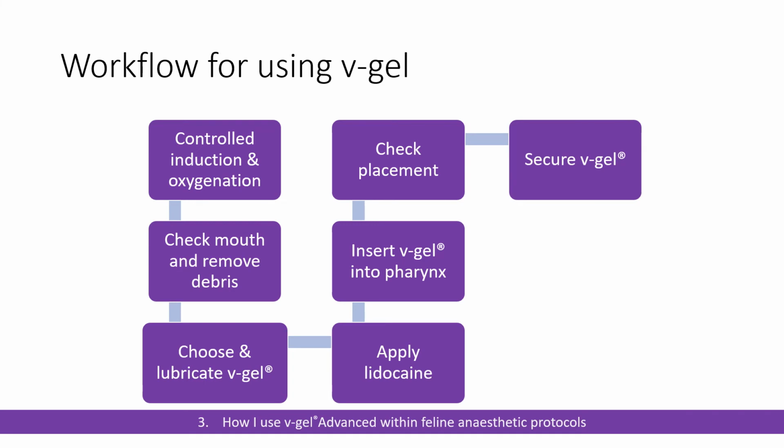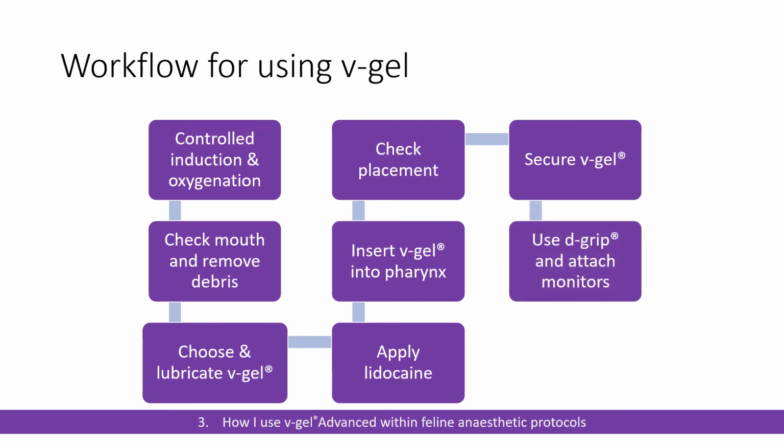You then secure the V-gel using the bandage tie, again very much as you do for an endotracheal tube, round the V-gel itself and then round the back of the ears. It's much easier securing a V-gel because it's got those little grip points on it that stop your bandage tie slipping, so you should find it more secure. I always use the D-grips that, again, Dox in vent make.